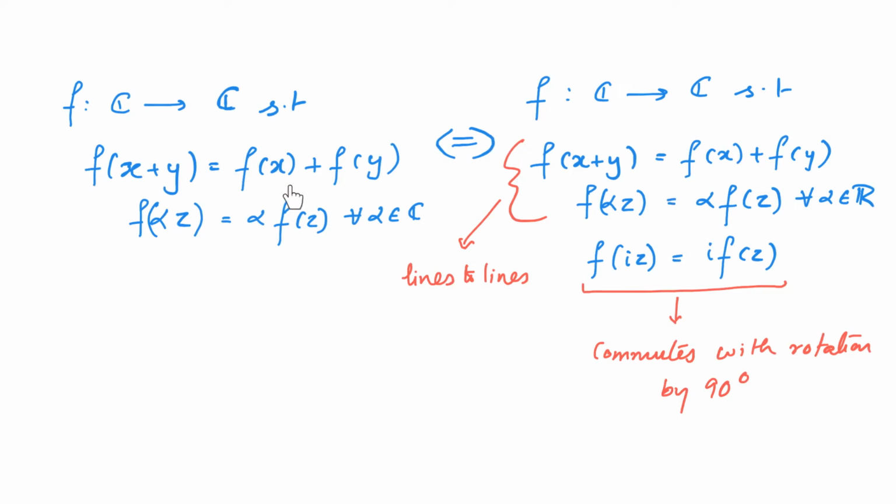And therefore functions f that have the simple form f of z is equal to alpha z not only take lines to lines but also commute with rotation by 90 degrees. So that is the property of functions with this form, and it is such functions that we will call linear when it comes to functions from C to C. And often to distinguish it from linear maps from R2 to R2, we would call it complex linear.